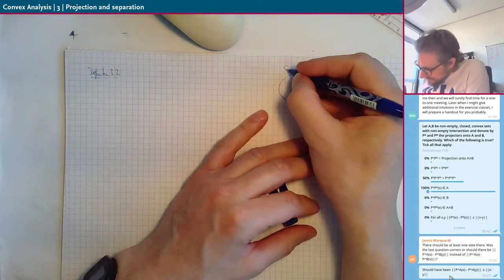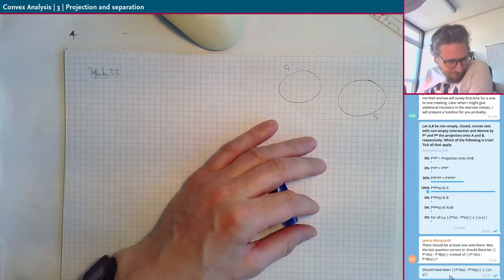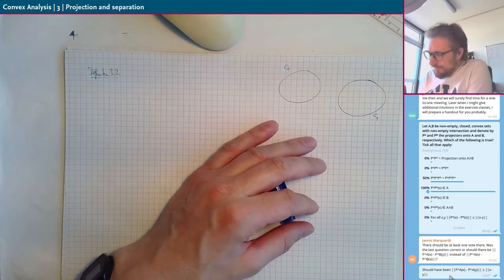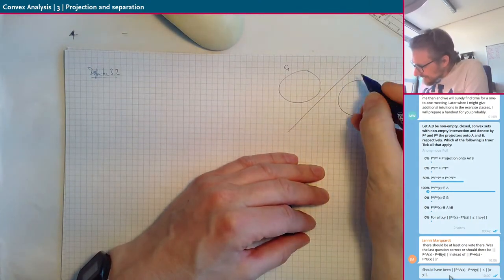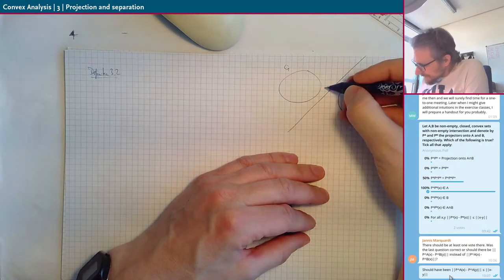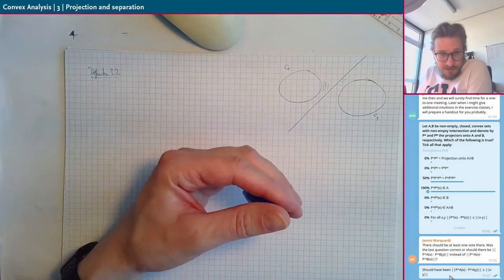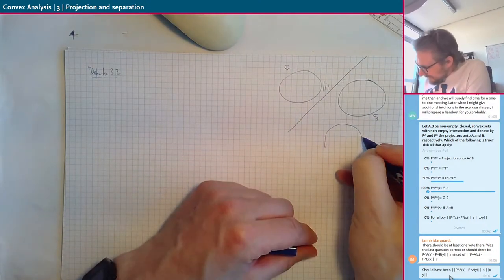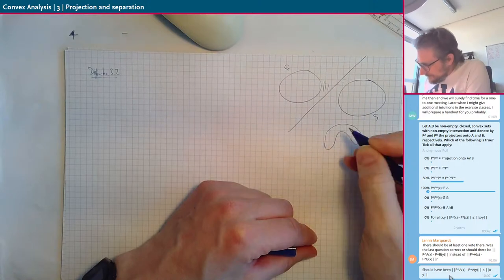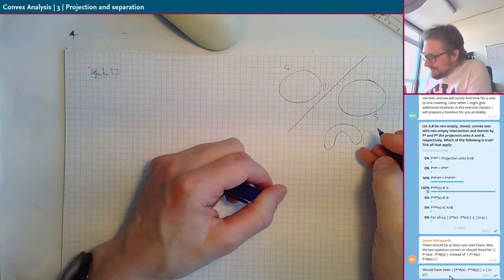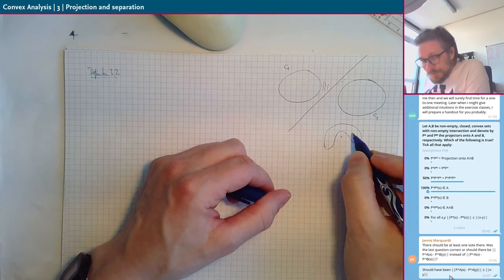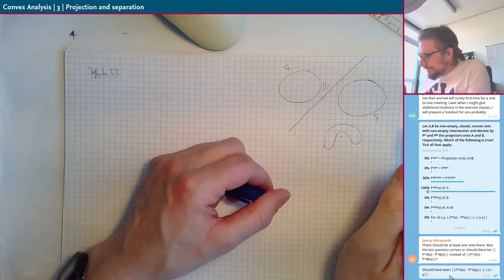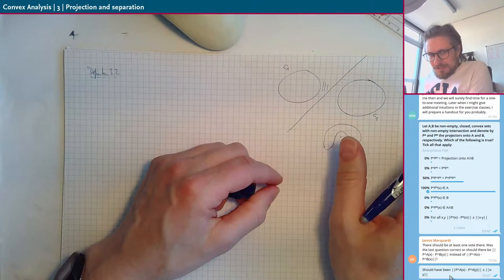So separation means: if you have two non-empty sets in general, is it possible to find a hyperplane in between such that one set is on one side and the other set is on the other side? Of course, for a non-convex set, this can't be true. So even with any additional assumptions, if this is one set and this is the other set, there's just no hyperplane fitting in between. It's just impossible. But for convex sets, it's still not totally clear in which cases.